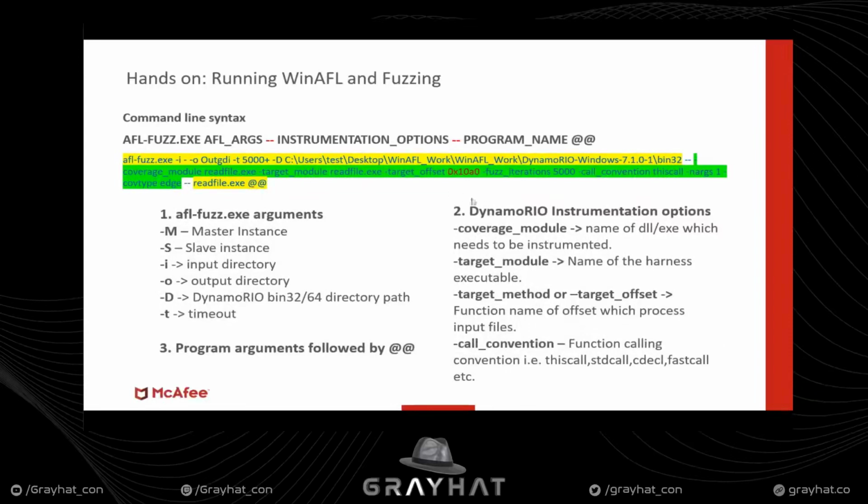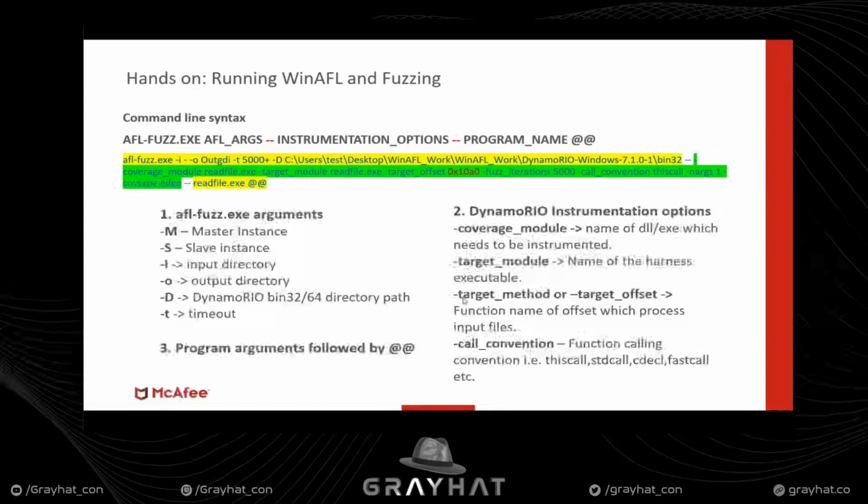And then the second options are for instrumentation, that is DynamoRIO instrumentation options. For that you need to provide a few options because DynamoRIO cannot instrument the entire program or entire files. So the first thing you need to give is coverage module. It is the name of the DLL or exe which you want to be instrumented, like gdi32.dll or msrd3x40.dll or whatever DLL you want to fuzz. You should write the name over here. And then there is another option, that is target module. As we have discussed in our last part, it should be the name of your harness executable or name of the executable which contains your target method or target function.